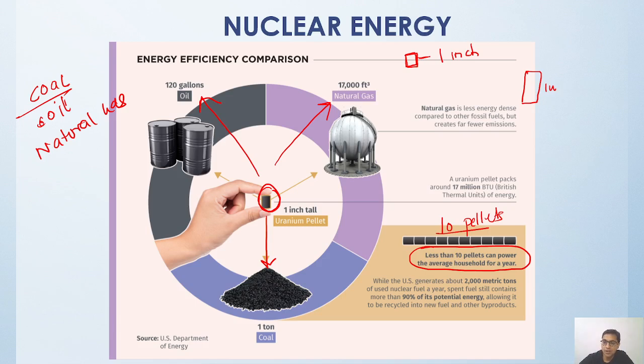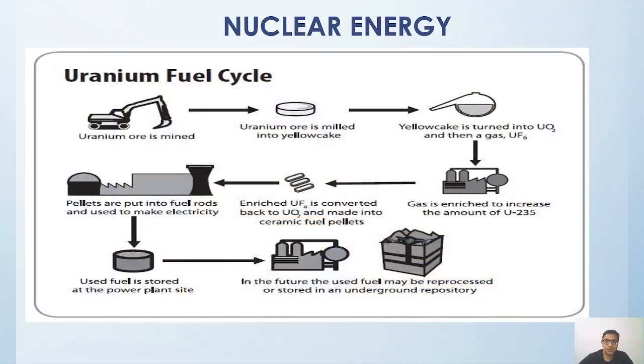Here they have given data for the USA, taken from the US Department of Energy. They said they generate around 2,000 metric tons of used nuclear fuel, and they can utilize 90% of its potential energy by recycling it, by re-enriching it. So you can keep on re-enriching it and reuse it. This is the uranium fuel cycle which I wanted to tell you.